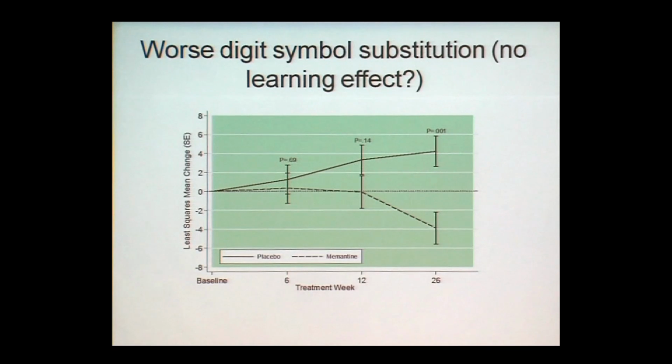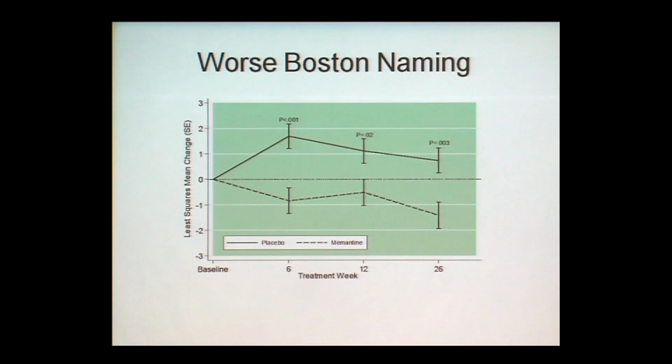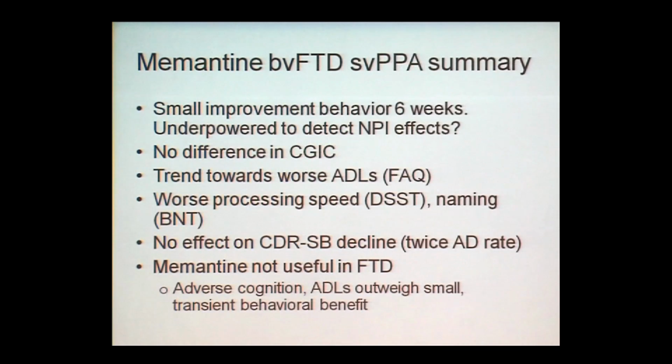We also looked at a number of cognitive tests, and there was evidence on a variety of cognitive tests that the patients with FTD who took memantine actually did worse. So they also did worse on a naming test as compared to the placebo group. And so unfortunately, it looks like memantine is not going to be an effective treatment for FTD.